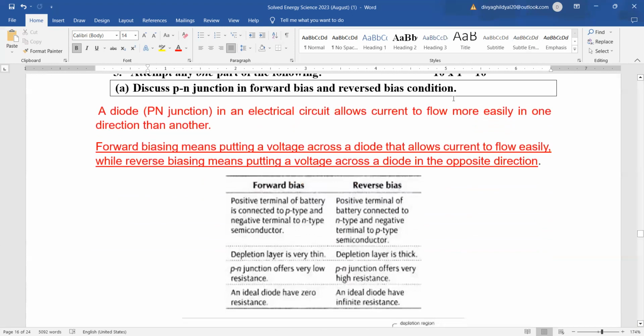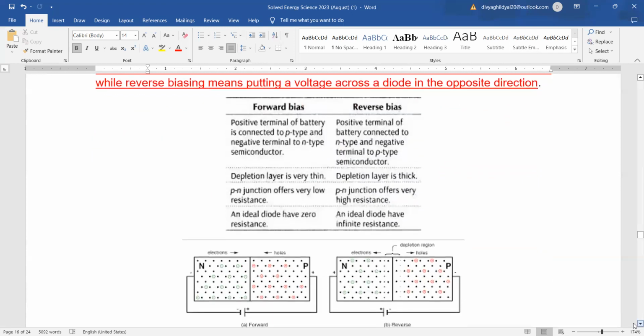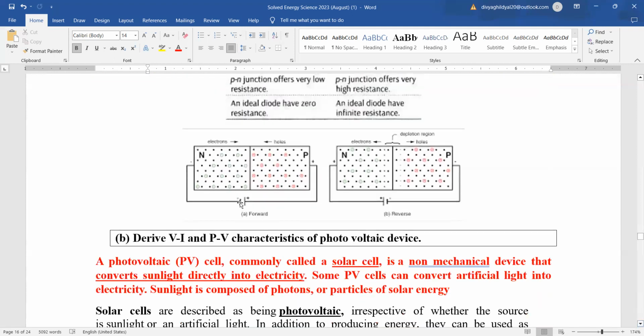PN junction, forward and reverse. You must have done it in inter already. Very easy question. Forward biasing is when the positive terminal of the battery is connected to P type and the negative is connected to N type. In reverse, it's vice versa. In forward, the depletion layer is thin. In reverse, the depletion layer is thick. PN junction in forward offers low resistance. In reverse, it offers high resistance. And you can even show the diagram. See, N is going to the negative, P is going to the positive, and in reverse, it is reversed.